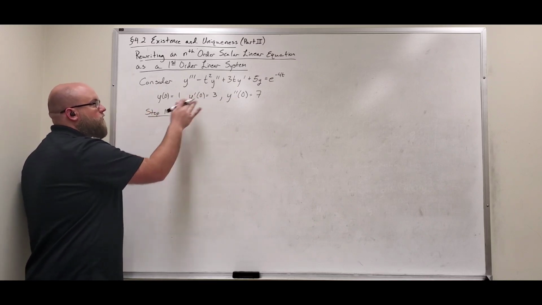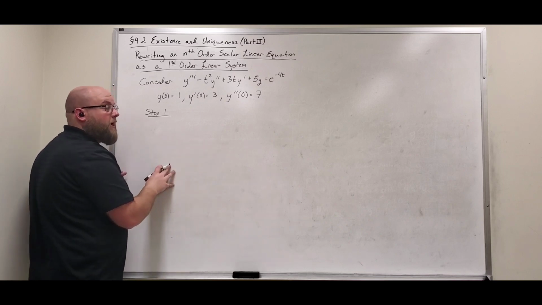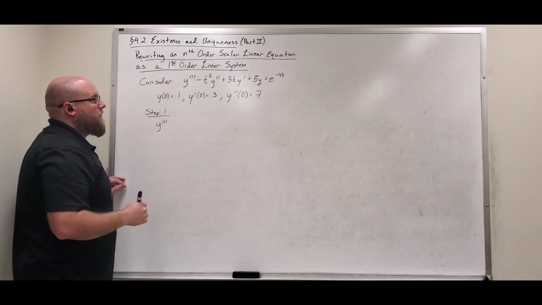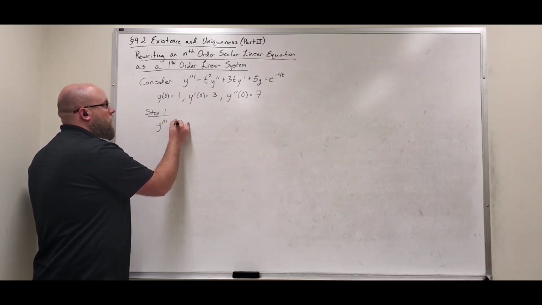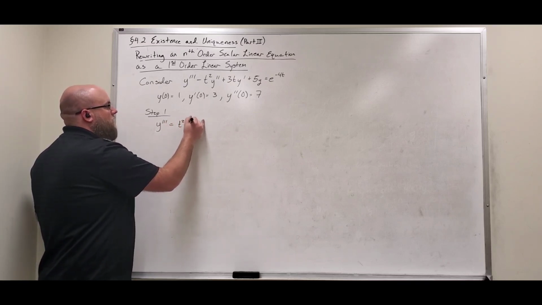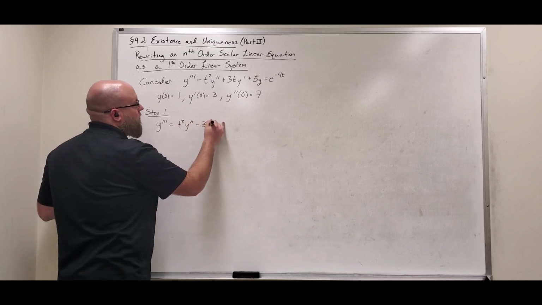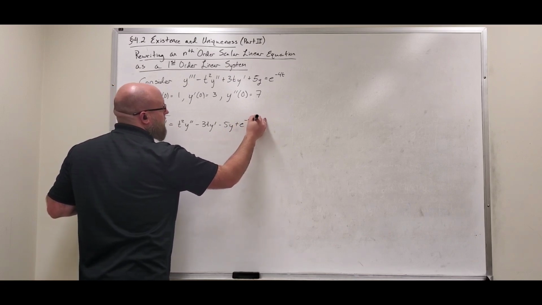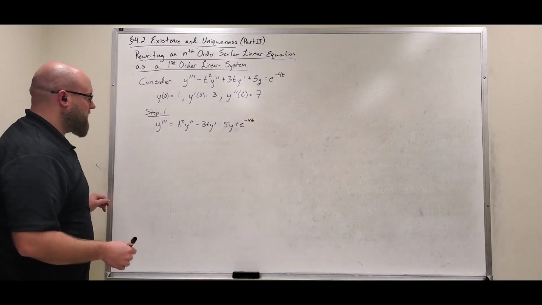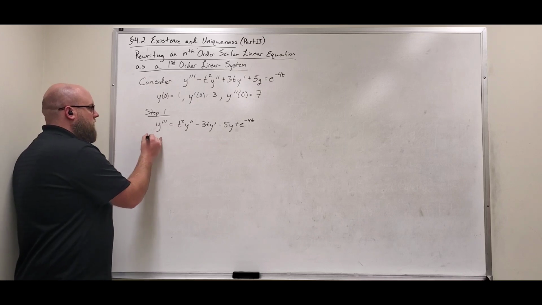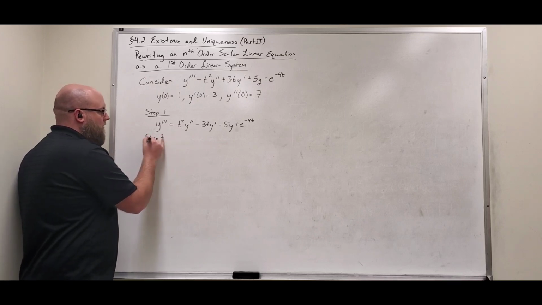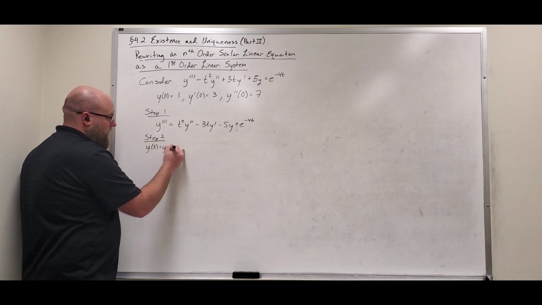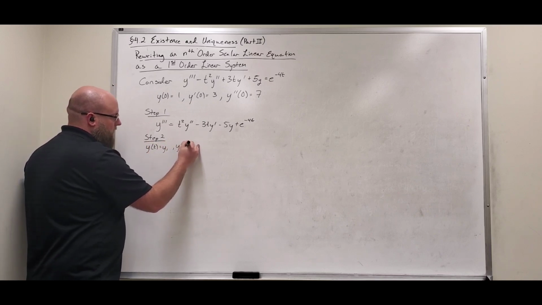Okay? So the very first thing that we're going to do in this situation is, again, step 1 is rewrite. So I'm going to move everything else over to the right-hand side, keep y triple prime by itself. All right? So we get y triple prime equals t squared y double prime minus 3t y prime minus 5y plus e to the -4t. So this is probably your easiest step out of all the steps. Step 2, change variable. Well, y of t is equal to y1. y prime of t is equal to y2.